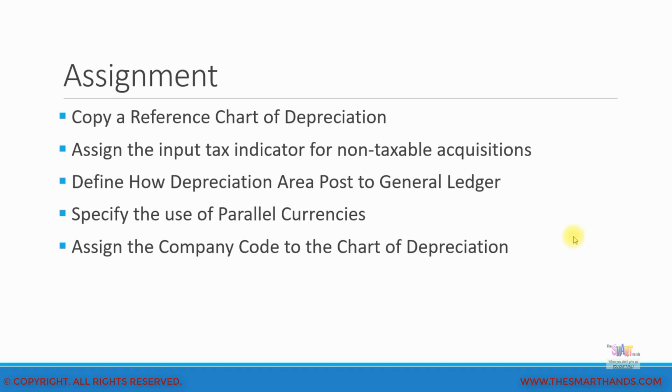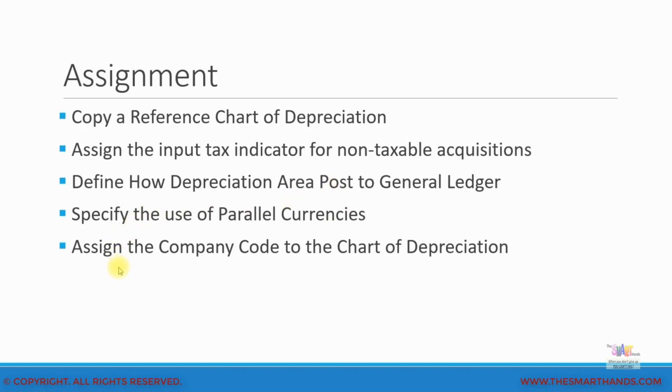In this presentation, we saw some basic configuration to start off your fixed asset accounting. First, copy a reference chart of depreciation based on your country code. Then proceed to assign the input tax indicator for non-taxable acquisitions. Then define how the depreciation areas post to general ledger. You can decide how many depreciation areas you want. Specify the use of parallel currencies if you are using currency type 30, and for those depreciation areas specify the relevant currency type as well.